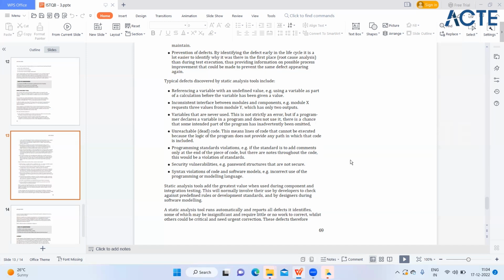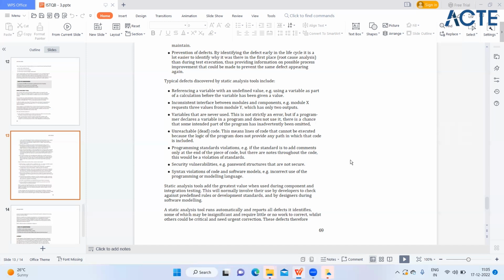Inconsistent interface between modules and components. Example, module X requests 3 values from module Y, which has only 2 outputs. So it is saying we are having 2 modules defined in the document, module A and module B. Module B has only 2 outputs, and we want to use module B in module A. But module B has two outputs and we want to use three outputs in module A.